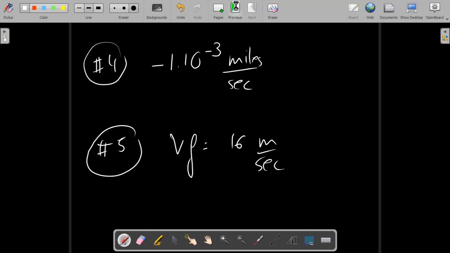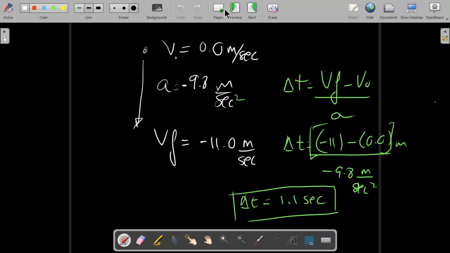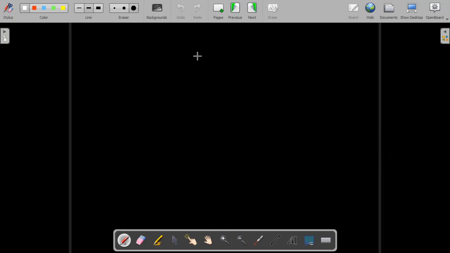Let's move on to a new page. Okay, so 4 reads like this. While driving, a man slows down his car from 72 miles per hour to 65 miles per hour in 1.8 seconds. What is his acceleration in miles per second square?